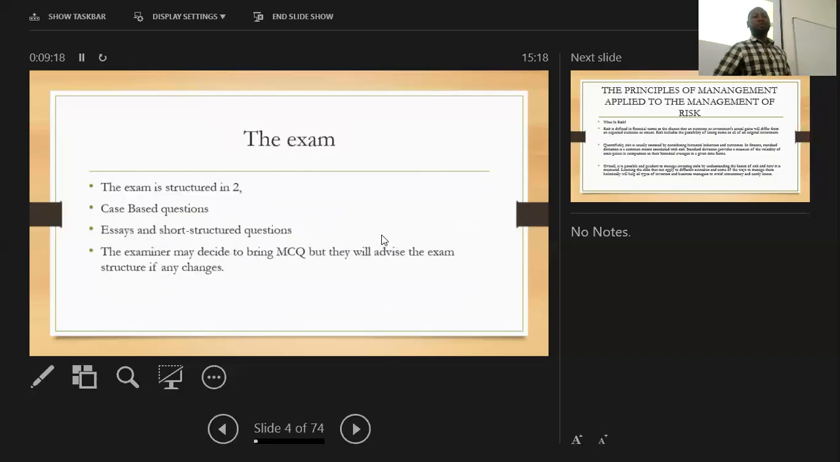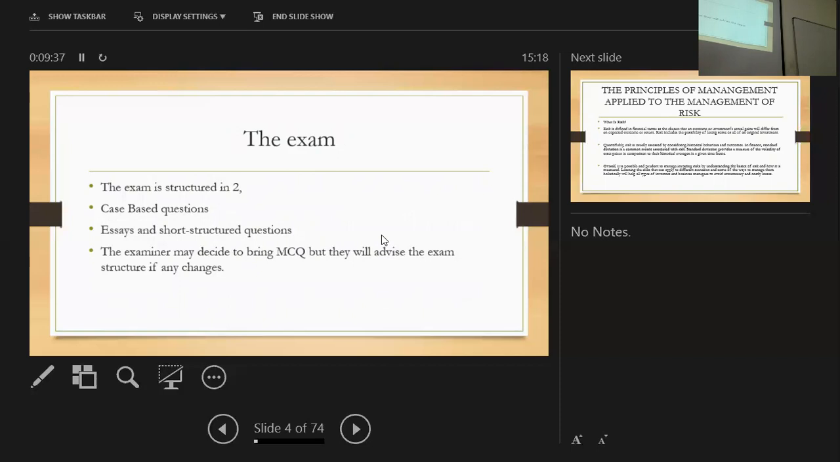Then the exam, right? So the exam is structured in 2 areas. There is the case based questions section. Will you be giving us that one? You will get these as well.